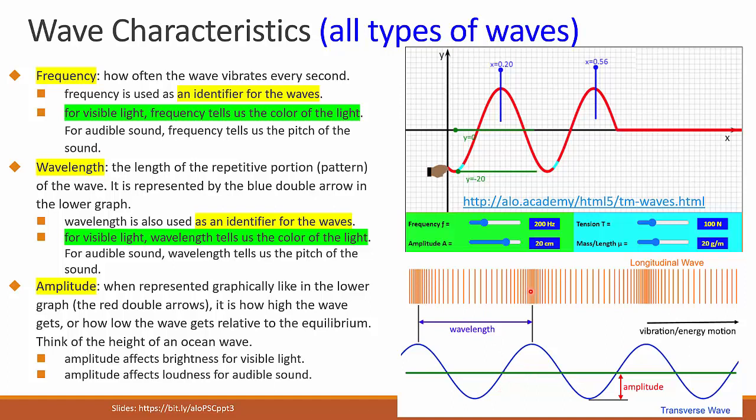The same thing applies for a longitudinal wave. From a compression to the next compression is a wavelength. Or from an expansion to the next expansion would also be a wavelength. Like frequency, wavelength is used as an identifier of the waves. If you know the wavelength, you are going to be able to know what kind of wave you have. For visible light, like for frequency, the wavelength tells us the color of the light. For audible sound, it tells us the pitch of the sound.